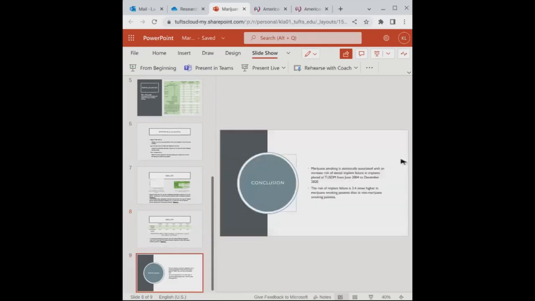And so, to conclude, marijuana smoking was statistically associated with increased risk of dental implant failure in implants placed at Tufts from June 2004 to December 2020. The risk of implant failure was 2.4 times higher in marijuana smoking patients than non-marijuana smoking patients. And that's it. Any questions?